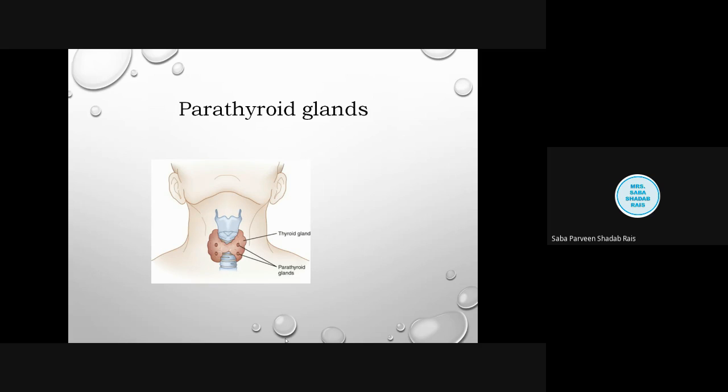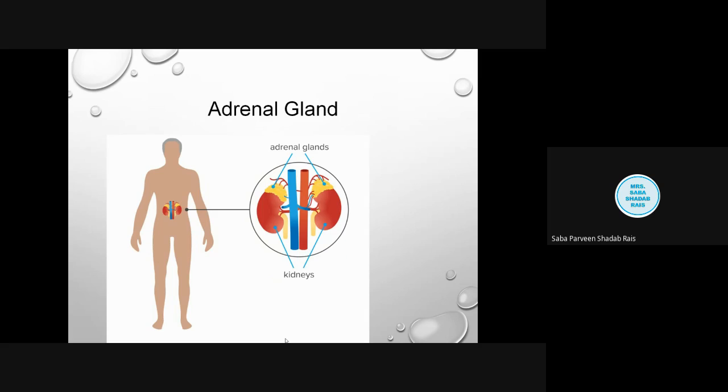Now the next gland is our adrenal gland. It is also called the suprarenal gland. Why is it called the suprarenal gland? Because it is present above the kidney. You know that the term renal is related to the kidney. So it is called the suprarenal gland because it is present on top of the kidney. It is also called the cap of the kidney.